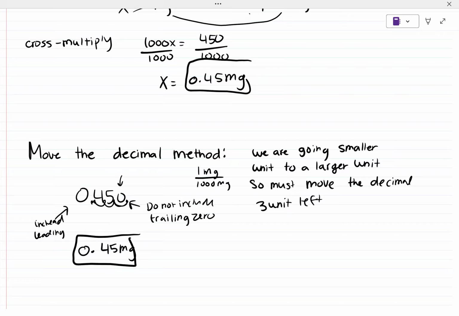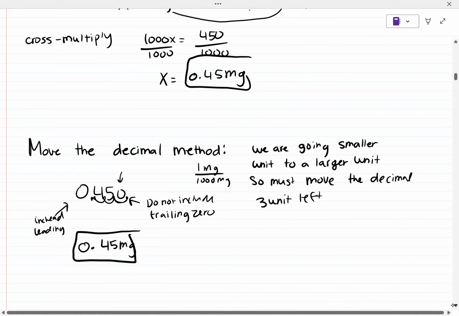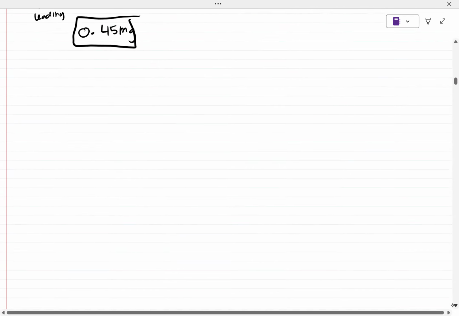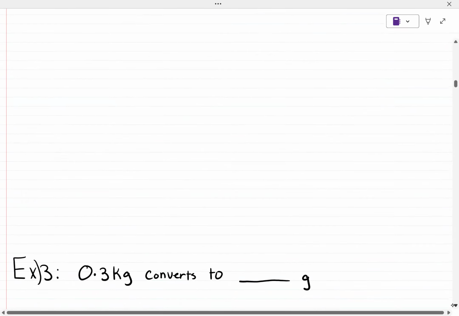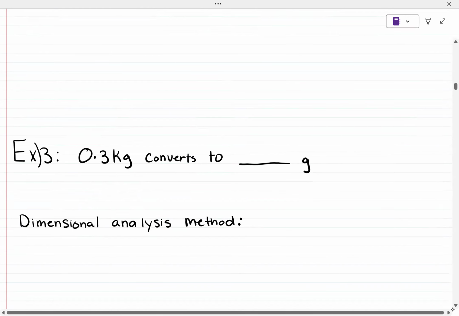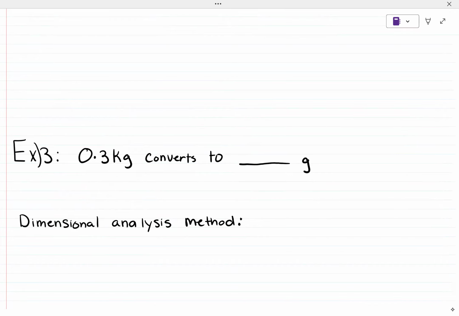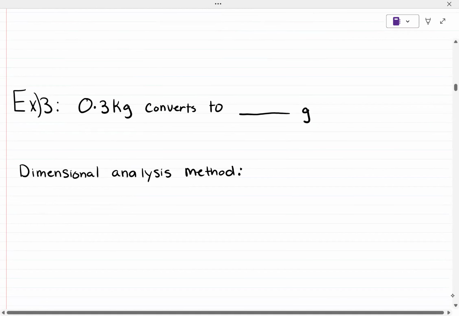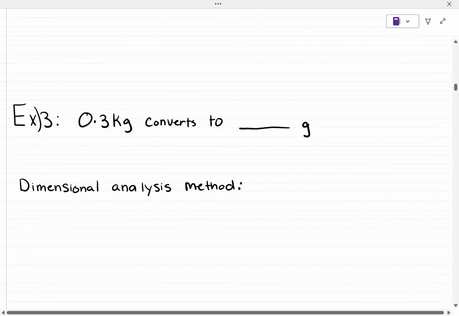Good. Not too bad, right? Pretty straightforward. So we're gonna do quite a few examples. If you get the hang of it, you don't have to do all the examples, but I'm gonna do up to like 18 examples. So let's continue. This is why I did a lot of examples so you can understand. So let's start with example 3.